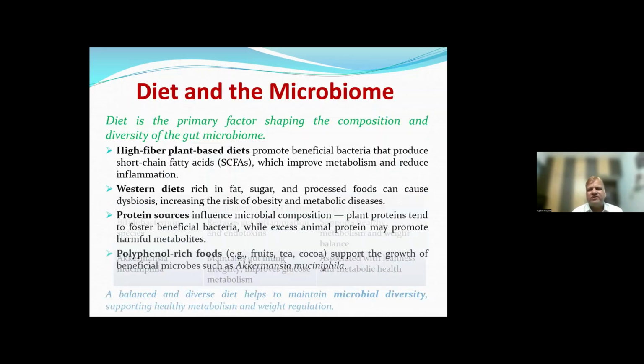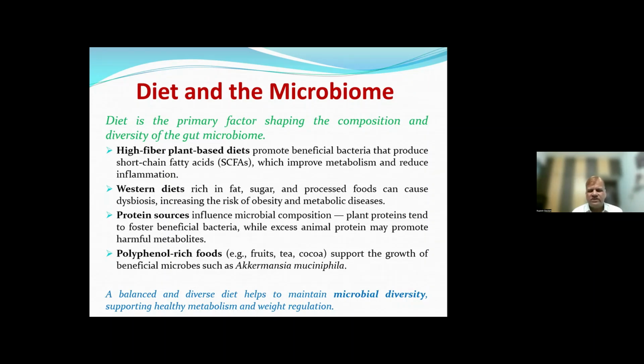Diet is the primary factor shaping the composition and diversity of the gut microbiome. High fiber plant-based diets: we all know that for obesity or diabetes patients, doctors suggest a high fiber diet. A high fiber plant-based diet promotes beneficial bacteria that produce short chain fatty acids, which improve metabolism and reduce inflammation. A Western diet rich in fat, sugars, and processed food can cause dysbiosis, increasing the risk of obesity and metabolic diseases, which is very harmful for our health.